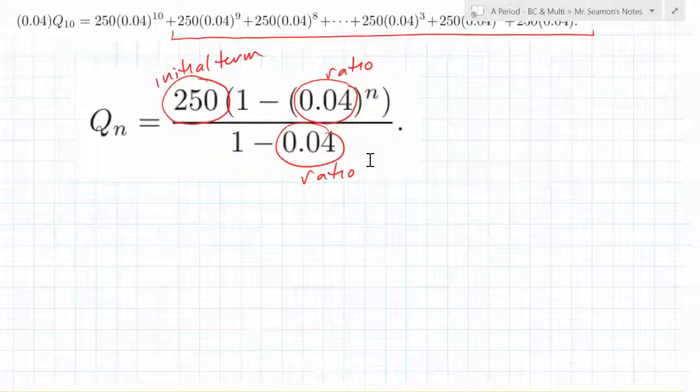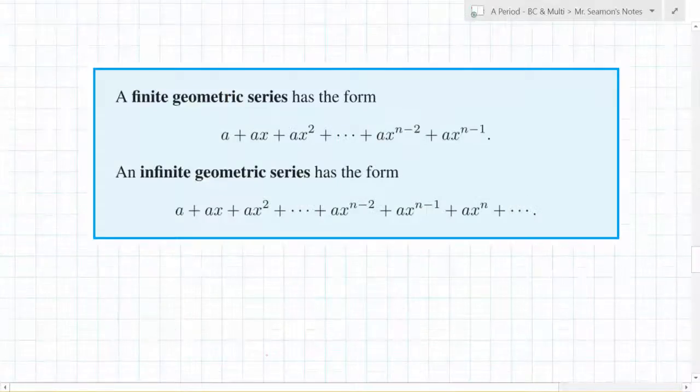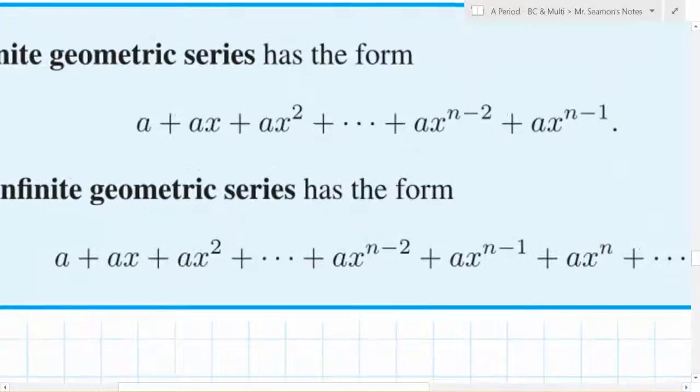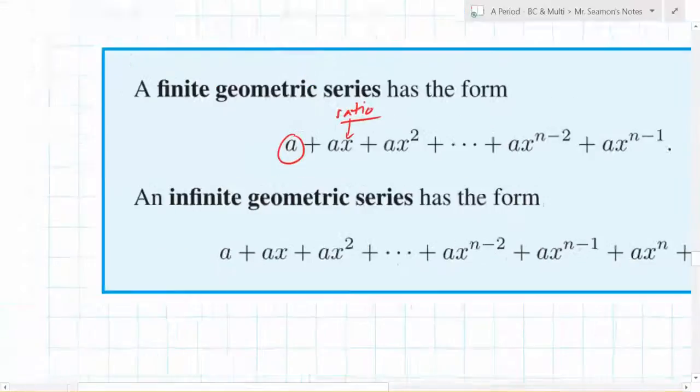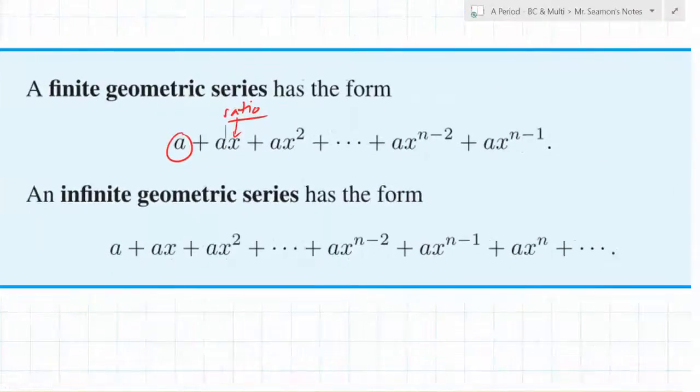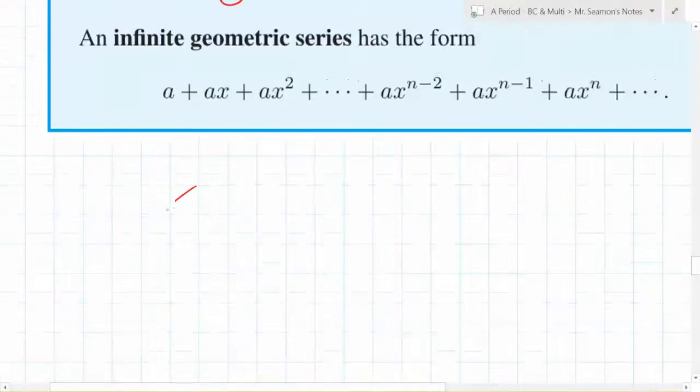Now what happens if the ratio is greater than 1? It diverges, yeah. If the ratio is greater than 1, it diverges because anything greater than 1 to the n power when n goes to infinity goes boom. Okay, so this is what you generally see. In this case, what is our initial term? Our initial term is a, and what's our ratio? Ratio is x, yeah. So a geometric series has that form, and an infinite geometric series, what's the only difference? One stops and one doesn't. That's it, okay?